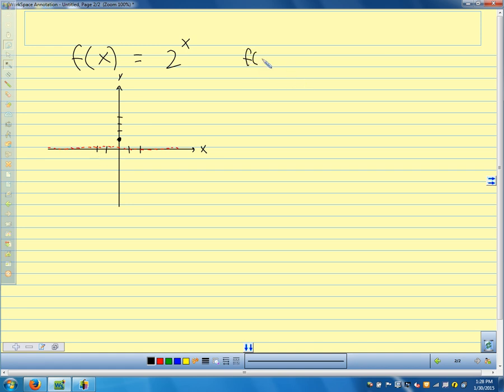So I'm going to say f of negative 2 is 2 to the negative 2. And what's another way I can write 2 to the negative 2, as a fraction? What is 1 over 2 squared? A negative exponent in the numerator is a positive exponent in the denominator, so it's 1/4. So we get the point negative 2, 1/4. So I get a point down here.